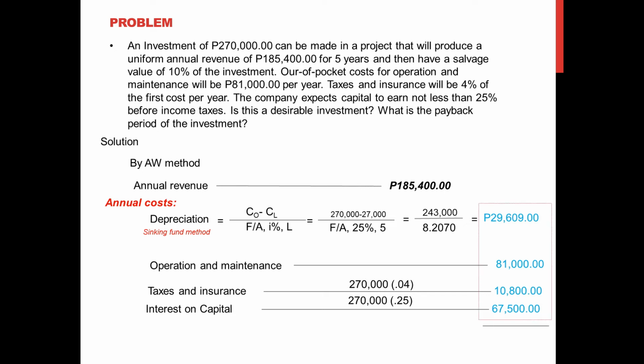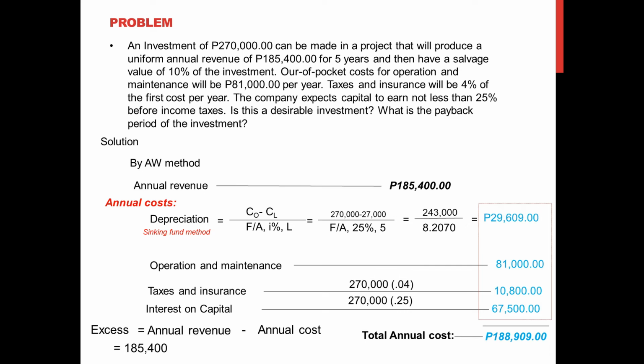Now we total all of this as our annual cost, which is 188,909. So this is now the total annual cost. Now you can see the difference on that of the first method ROR. So what is now included here is the interest on the capital. So basically, we'll just have to compute for the excess of the annual revenue to that of the annual cost. So the excess is equal to 185,400 minus 188,909. So this will yield to negative 3,509 pesos. So negative indicates that the investment is not justified.